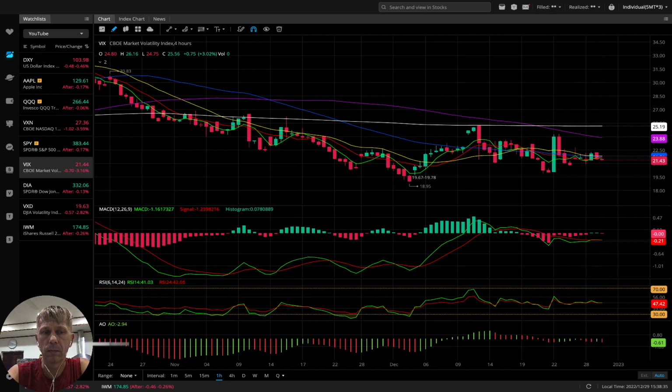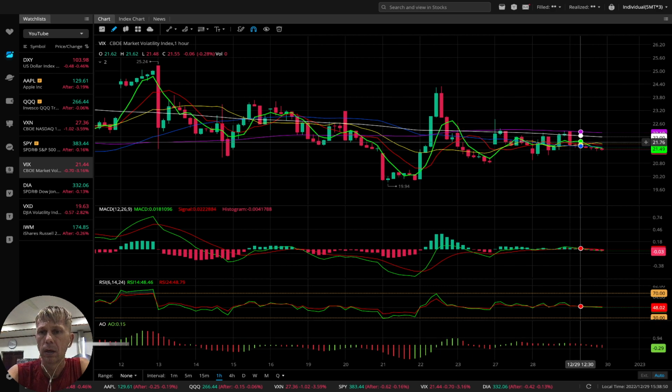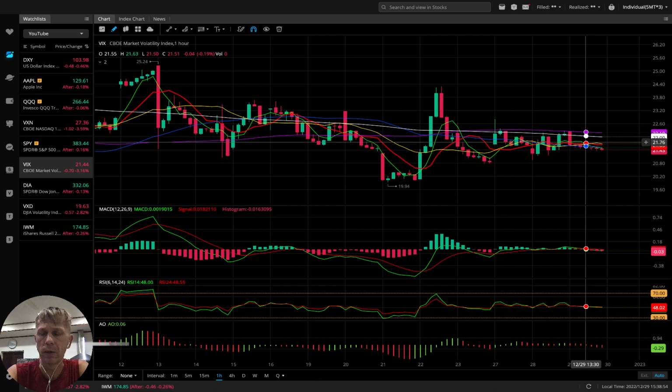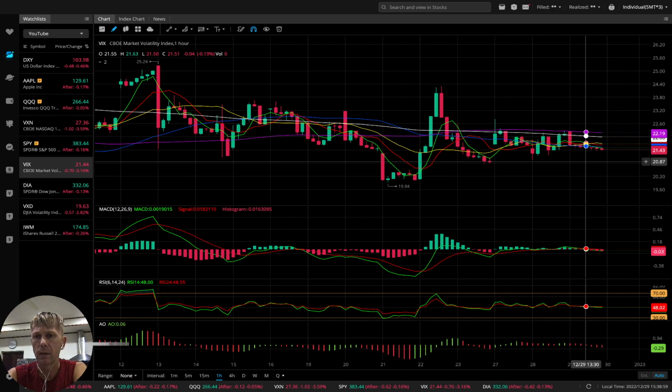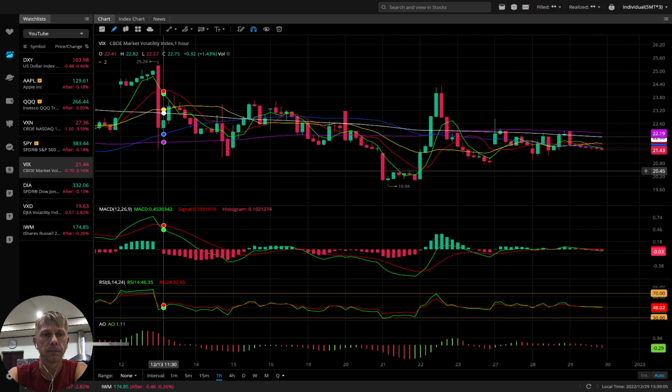Let's move to 1 hour. 1 hour should be bearish. Yeah, 1 hour it's a bearish. MACD, bearish divergence. RSI, bearish divergence. And also oscillator, bearish divergence. Bearish divergence on all indicators. And MA5 did bearish crossover over 10 and 20. Bearish trend. It's a bullish for SPY.